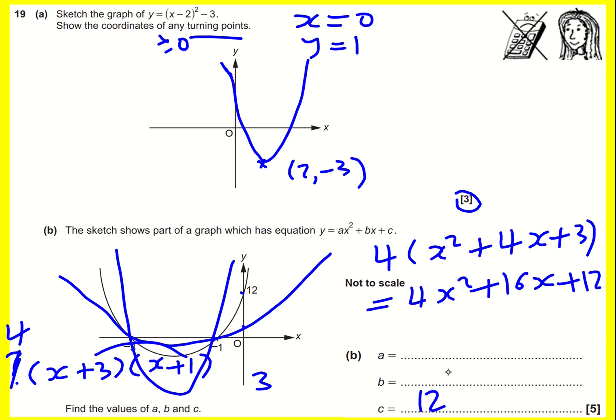Even if you struggled with this question, learn to recognize that for a graph such as y equals mx plus c, c is the intercept. Some of the others, like the a and the b, are more difficult, but a is going to be 4, and b is going to be 16.